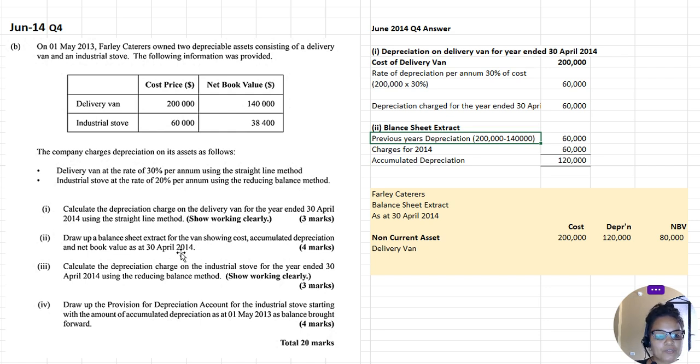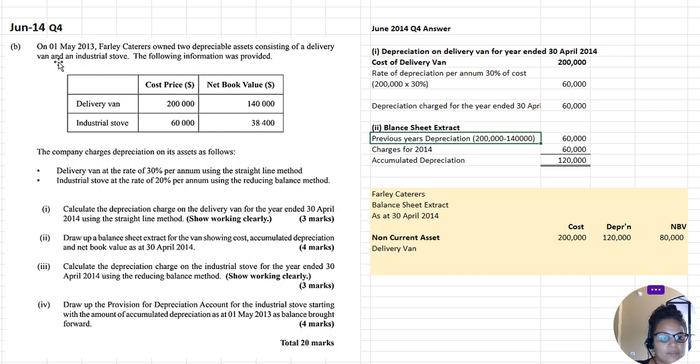Draw up a balance sheet extract for the van showing cost, accumulated depreciation, and net book value as at the 30th of April 2014. So they want a balance sheet extract. So these are the 2 parts we are going to look at in relation to the delivery van.